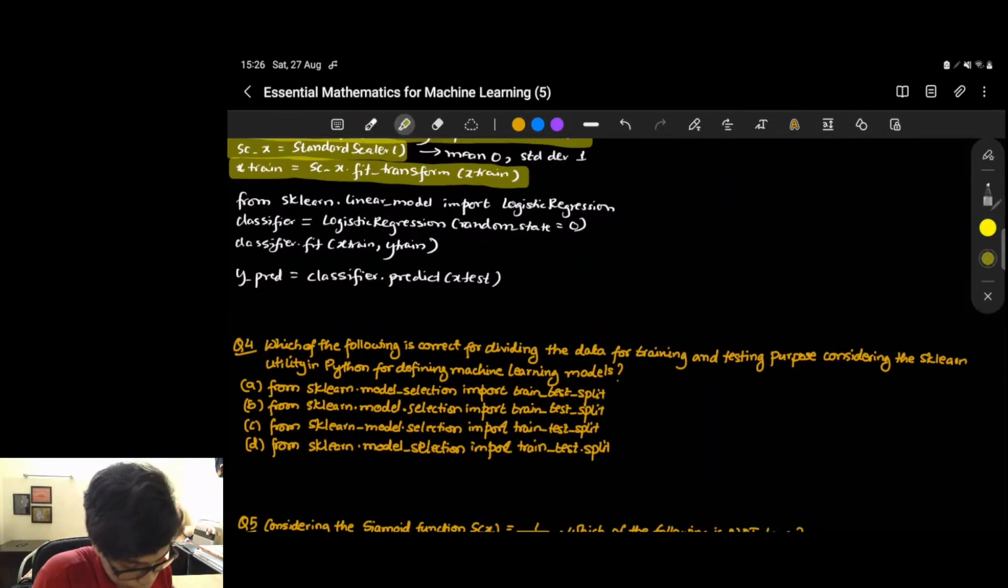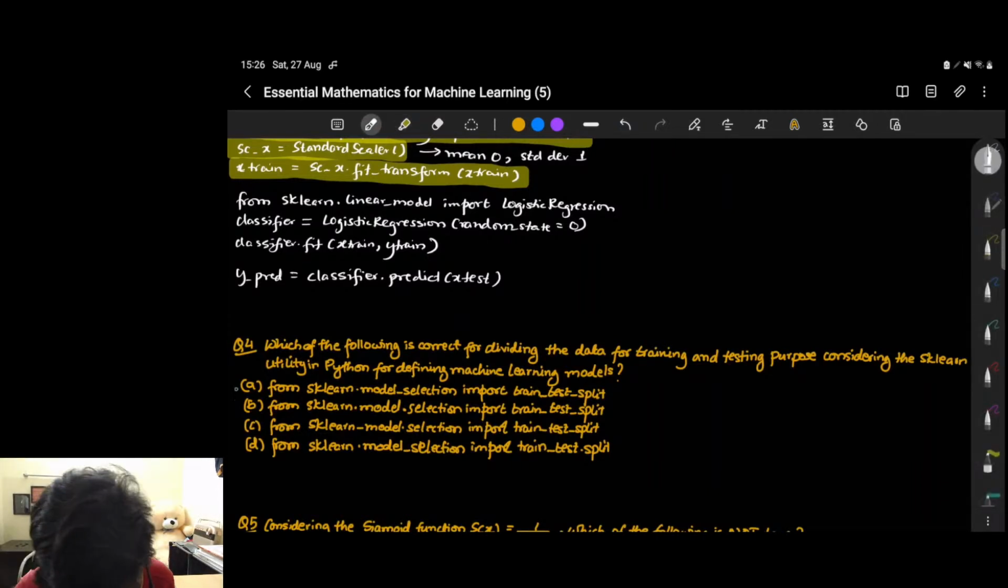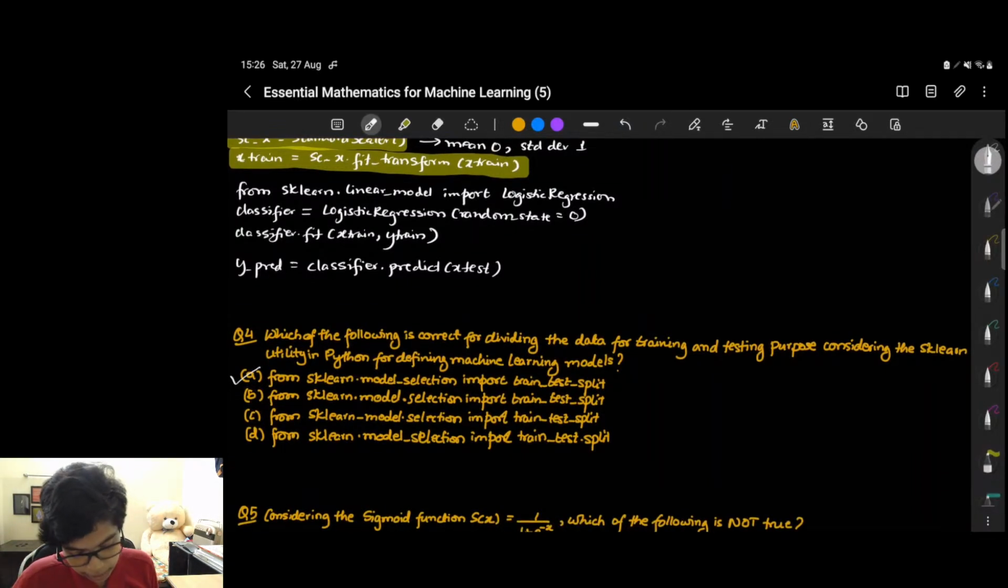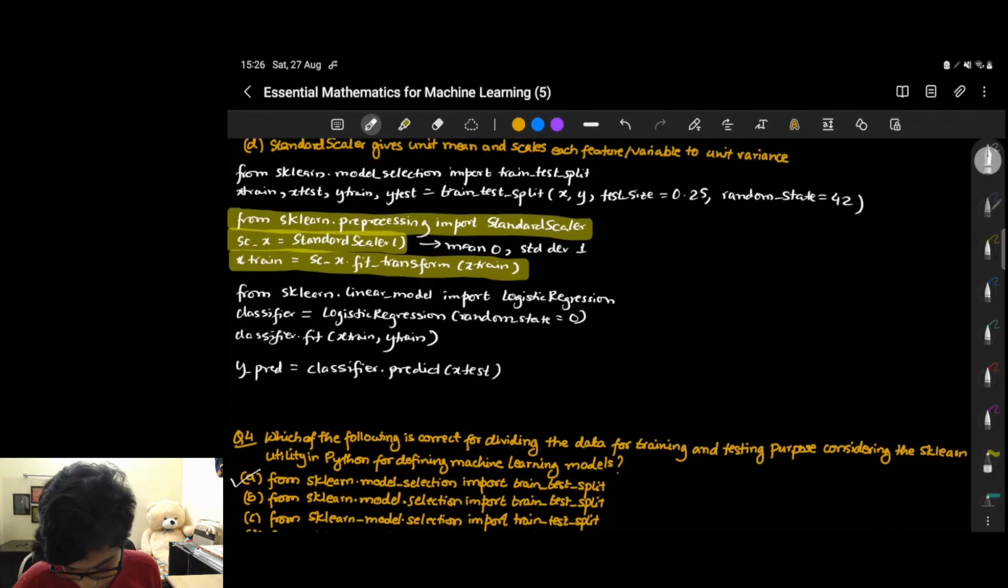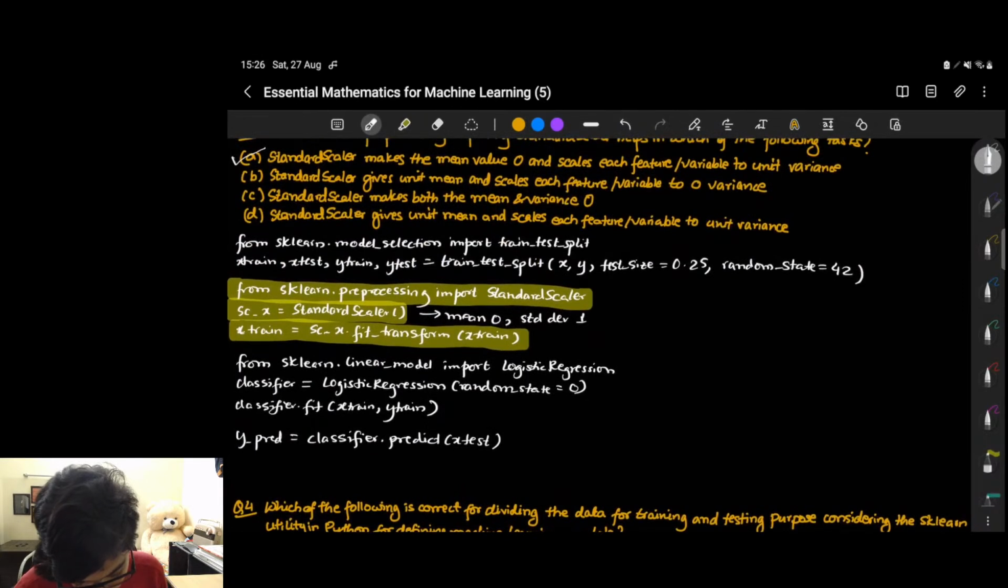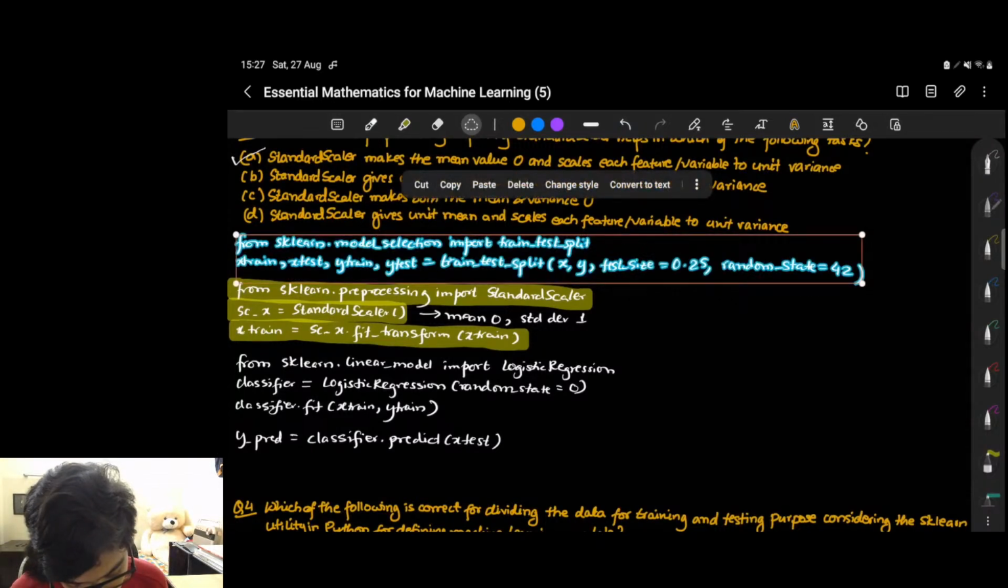So the correct option in this is part A again. What you use to split your data set is, from sklearn.model_selection, you import train_test_split. Like over here I have written, I will copy paste this statement over there. So this is the syntax that you would use for splitting your data into two parts.